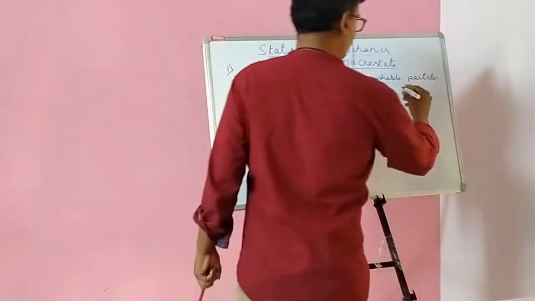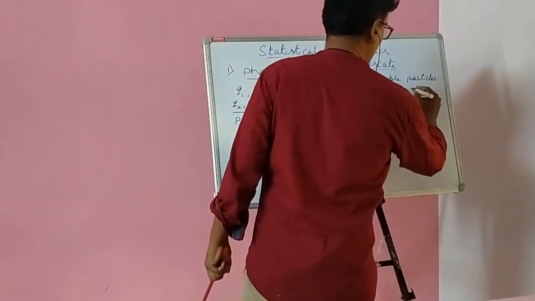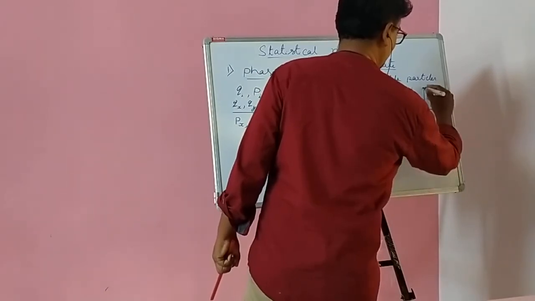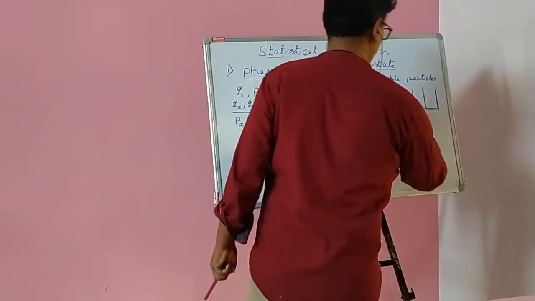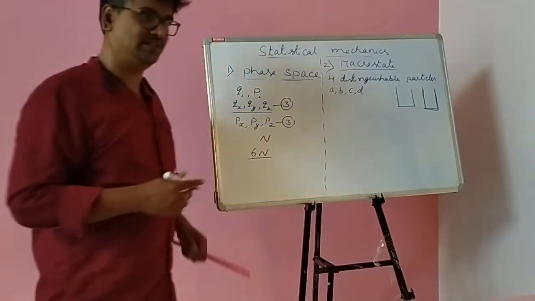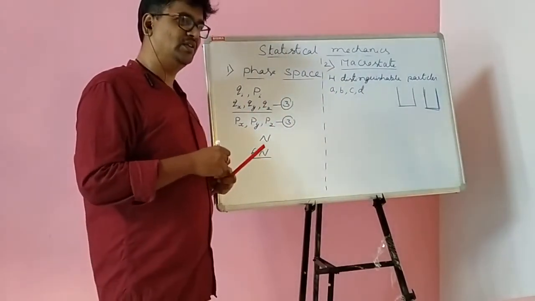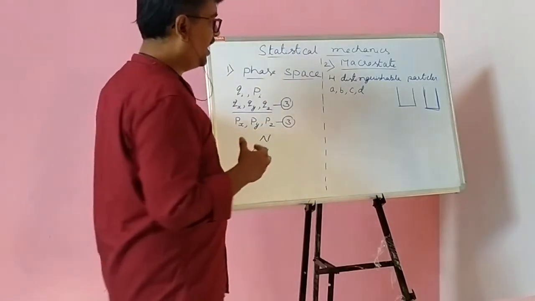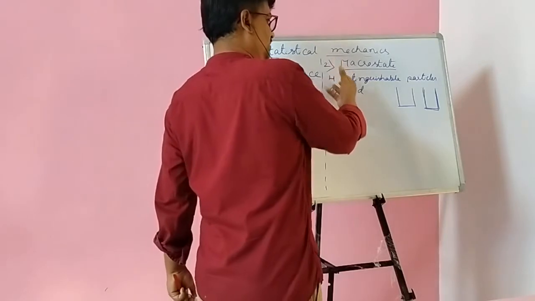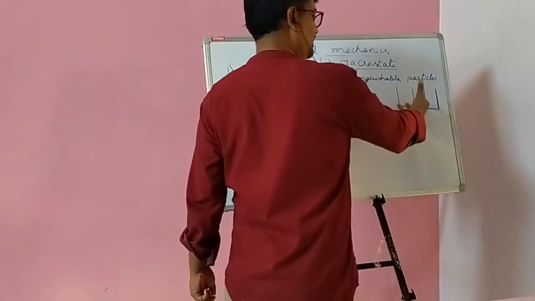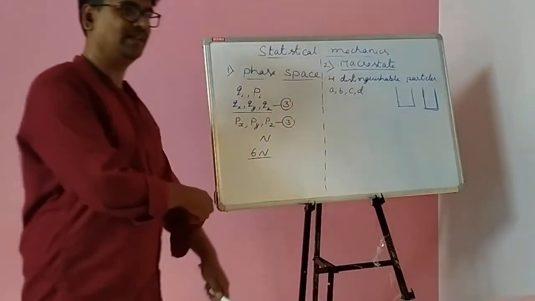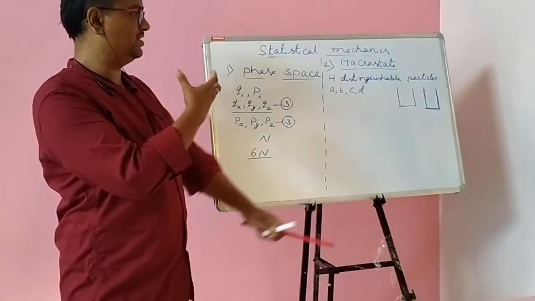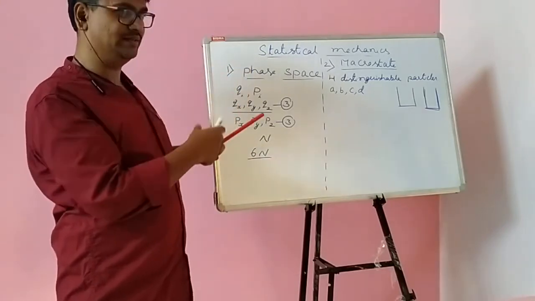Which I am going to distribute in 2 similar compartments. These are the 2 compartments in which I am going to distribute these 4 particles. It is a kind of logical thinking. Now think how many ways I can distribute these 4 distinguishable particles in 2 compartments. How can I arrange these 4 particles in 2 compartments?